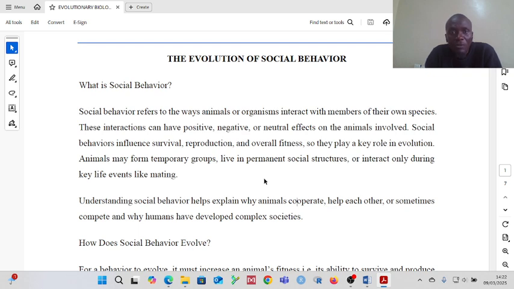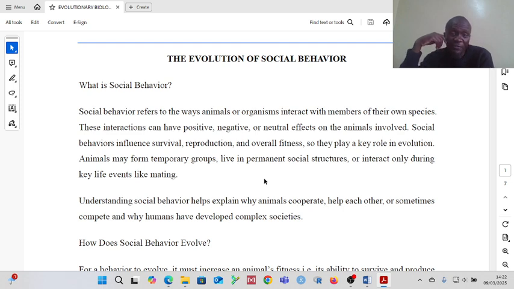Okay, so how organisms interact with each other socially, and how that manner of interaction, how they behave as they interact within their various ecosystems. Okay, so how does that behavior come about? So the first thing we'll begin by asking ourselves is exactly what is social behavior.